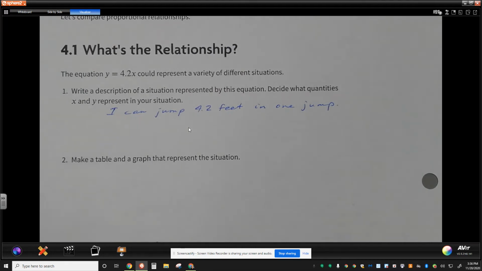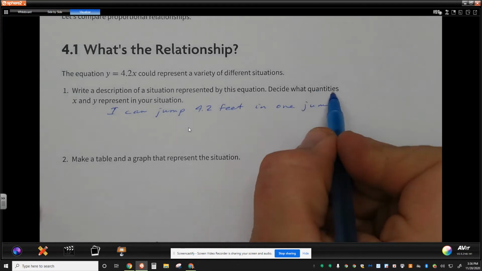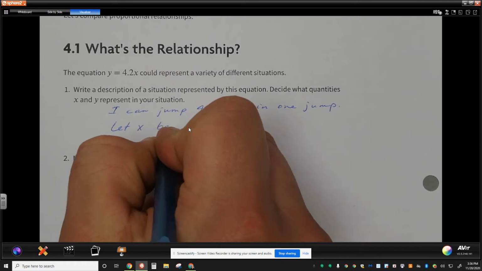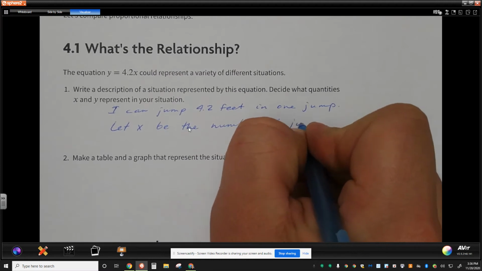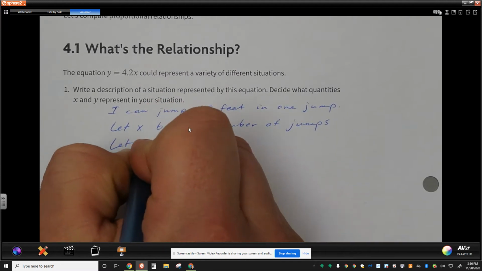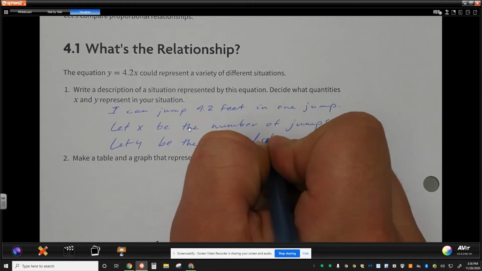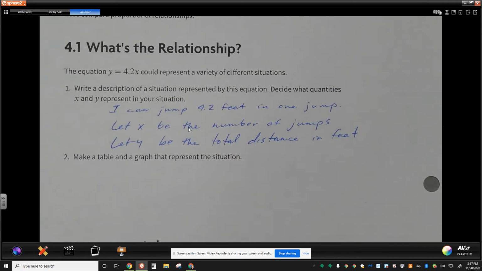But what we have in this is a constant rate. And that constant rate is jumping 4.2 feet, or 4 2/10 feet, every single jump. And so what I need to recognize from this piece is what quantities x and y are representing. We're going to say let x be the number of jumps and let y be the total distance in feet. Now I need to make a table and a graph to represent that situation.